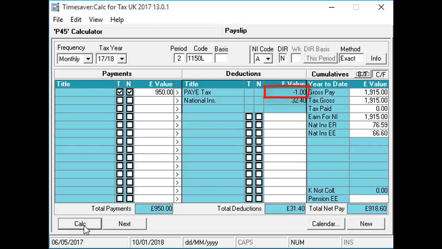If we change basis to M1 by just clicking the box, the system will not do a cumulative tax calculation, treating period 2 as if it was period 1. We see there was no tax refunded.